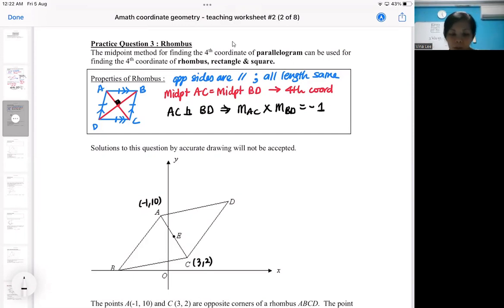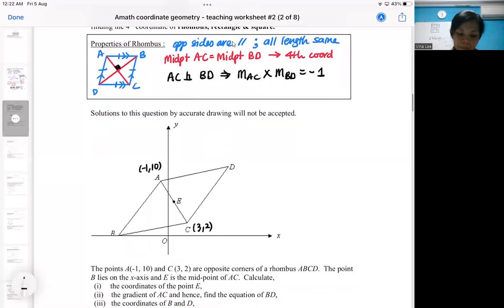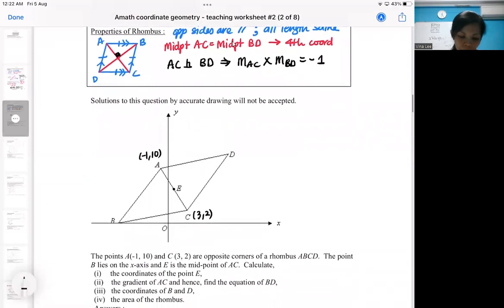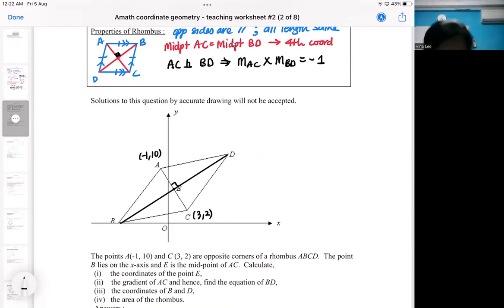So this is the part that some of you may not know how to apply. You will need this in this question, which is a rhombus question. You are expected to know the perpendicular in the middle. The question will not tell you. Sometimes they are kind enough, they will tell you.